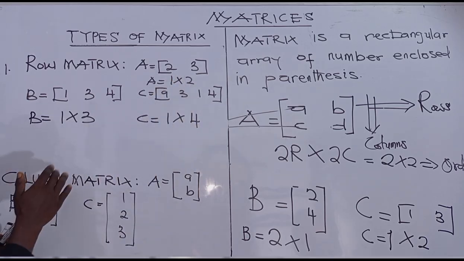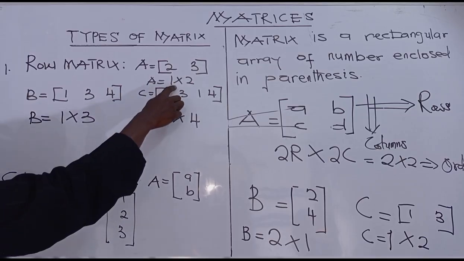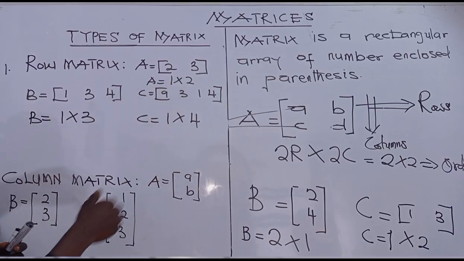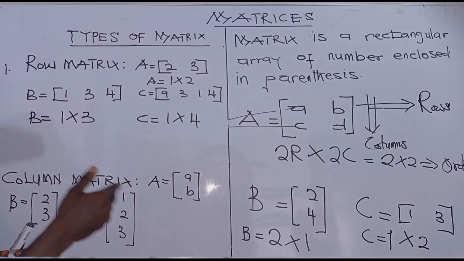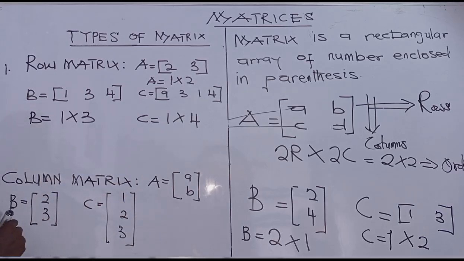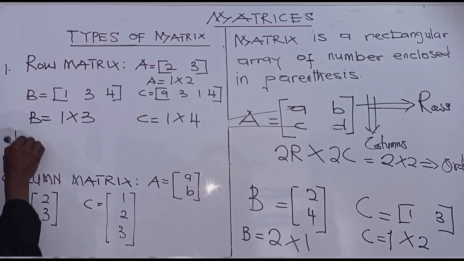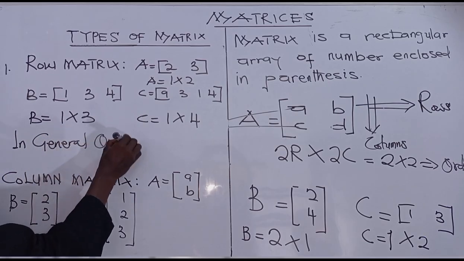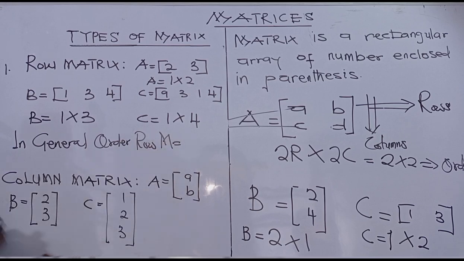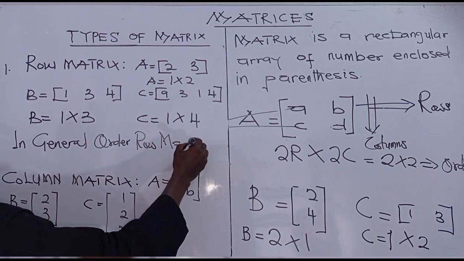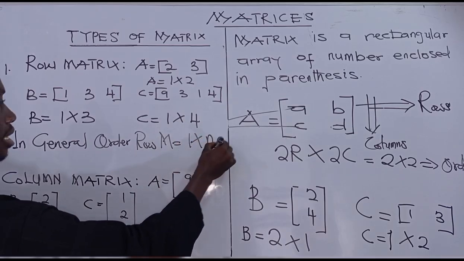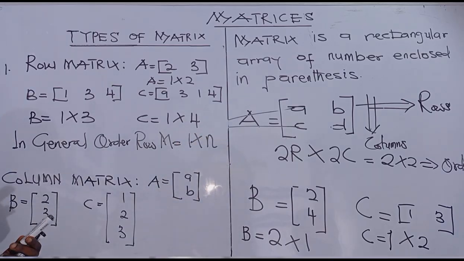So you realize that in all, we are having the rows to be 1, 1, and 1. But the number of columns keeps on changing. So in general, we can say that the order of a row matrix is given as 1 by n, where n is the number of columns of the matrix. Now let's look at the next matrix, which is the column matrix.